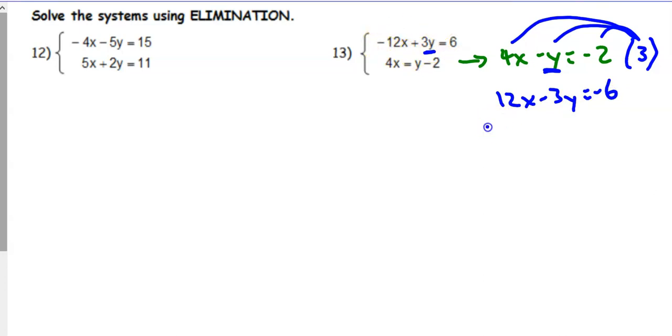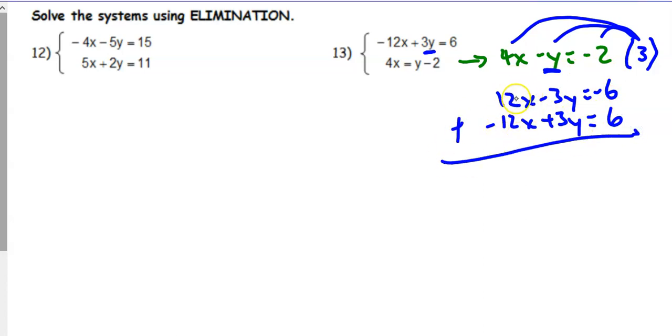Now I'm going to take my first equation, write it below. Again, notice everything lines up. Constants, equals, y's, x's. Now I can add those. Oh, what's happening here? This is 0, and this is 0. So we get 0 equals 0.